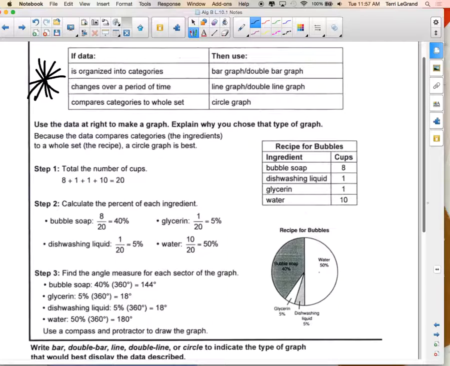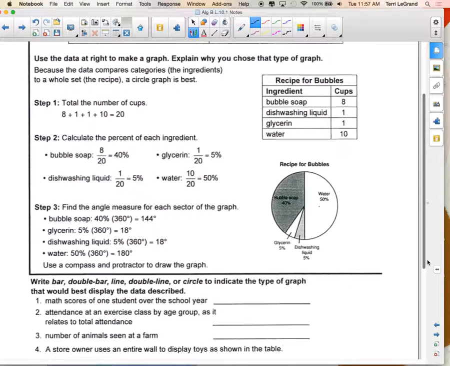And then if your data is comparing categories to a whole set, so like that last one, it was the whole budget, but how much got spent on each area, each category, then we'll use a circle graph. So here they have one that they made, and it says use the data at the right to make a graph. Explain why you chose that type of graph. Well, we got a recipe for bubbles. The categories are bubble soap, dishwashing liquid, glycerin, and water. But it's a whole recipe for bubbles. So a circle graph would probably be a good representation of this one.